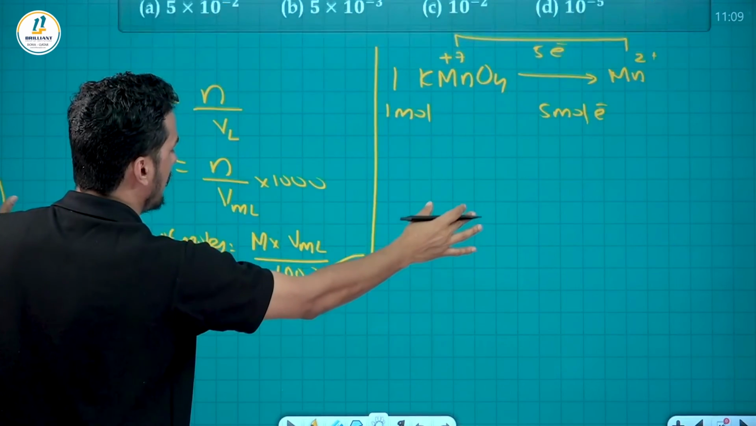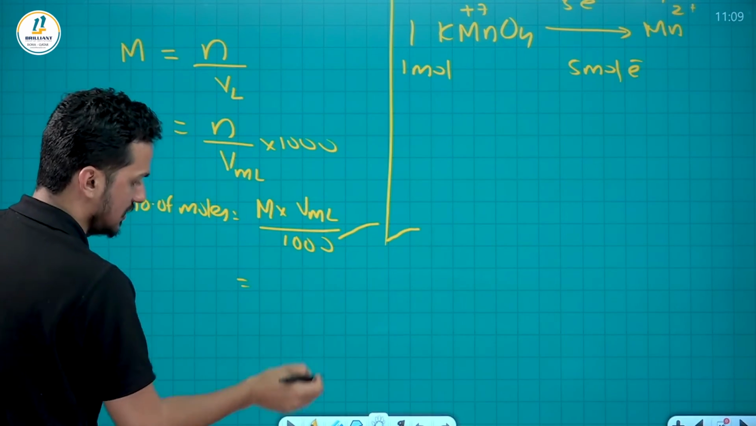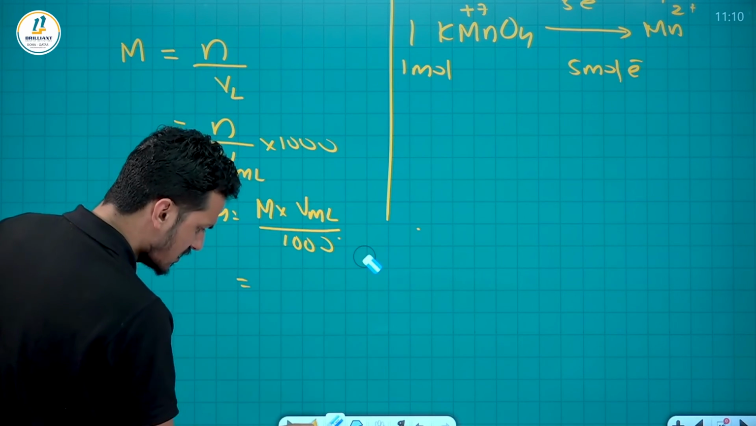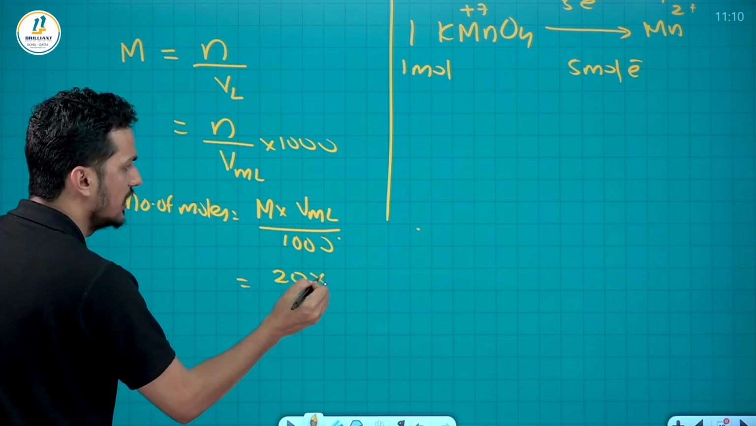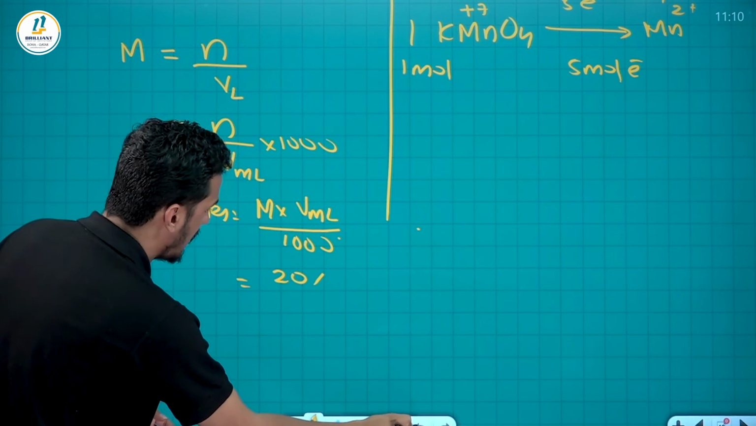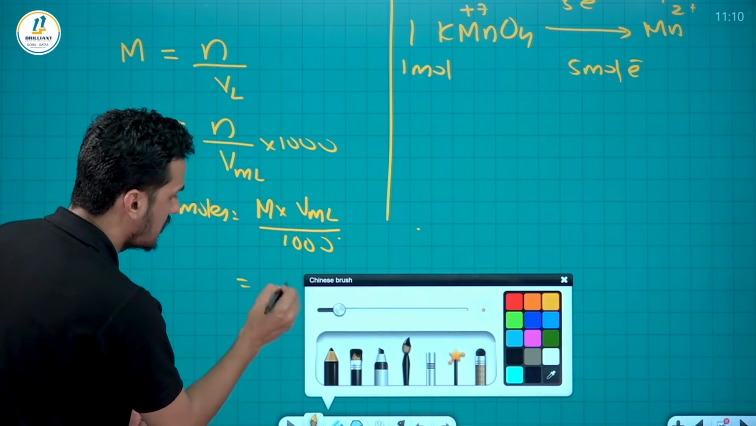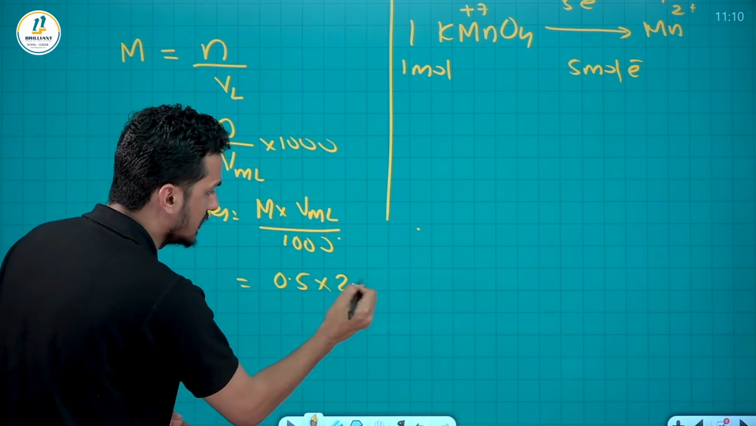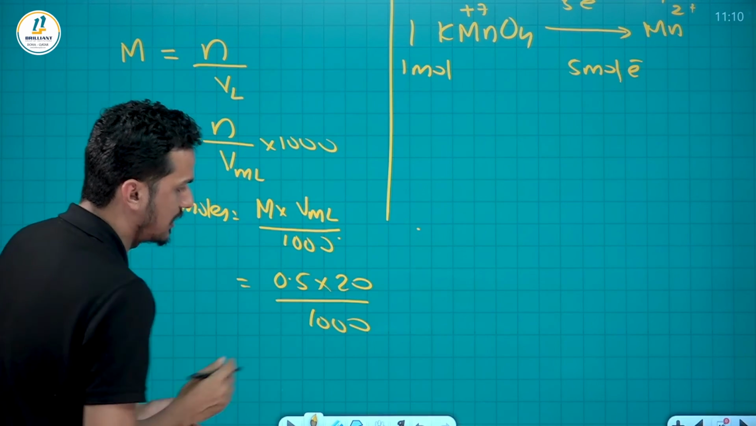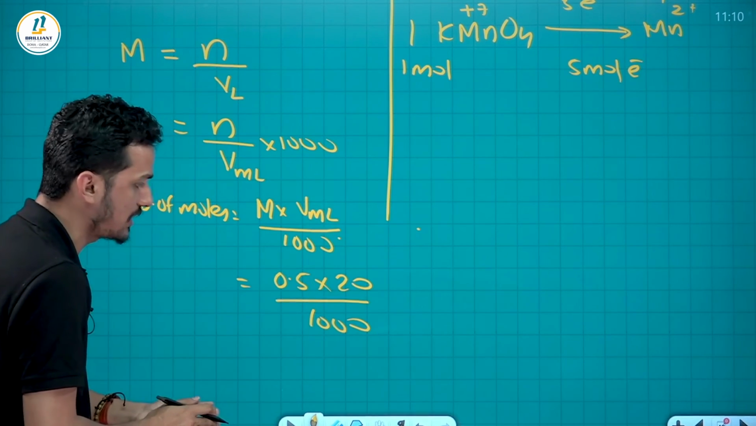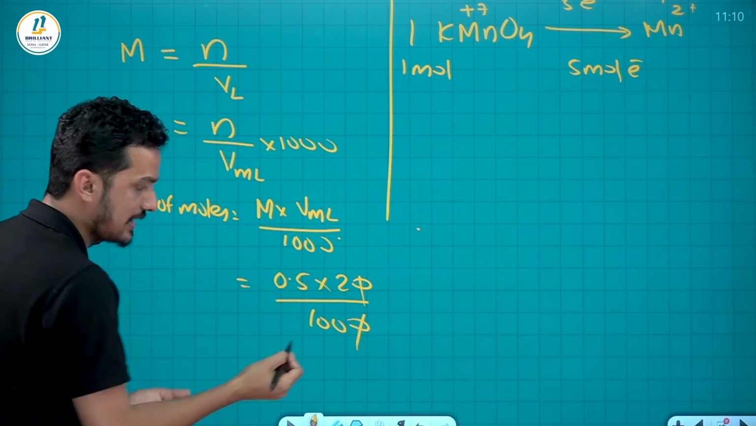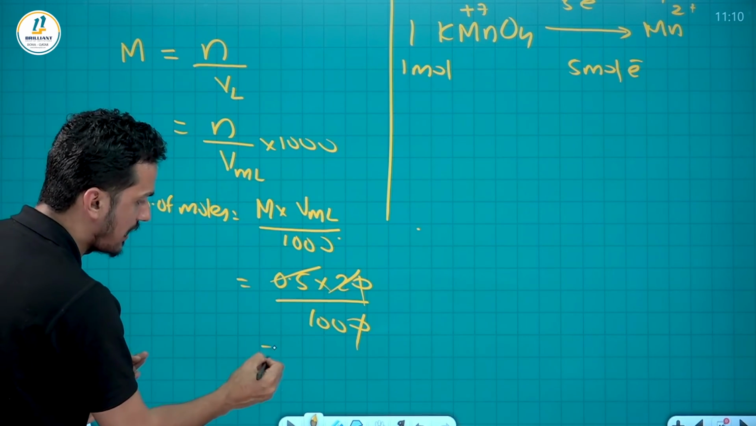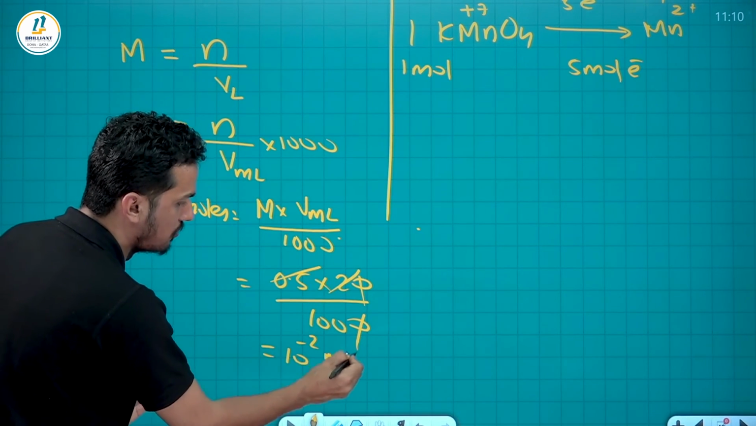So I can substitute the values: molarity is 0.5, into volume 20 divided by 1000. Now I can cancel: the 0 and 0 cancel, and 0.5 into 2 cancels, giving 0.25 into 1 by 100, which means 10 raised to minus 2 moles.